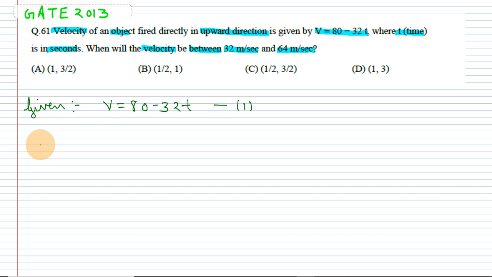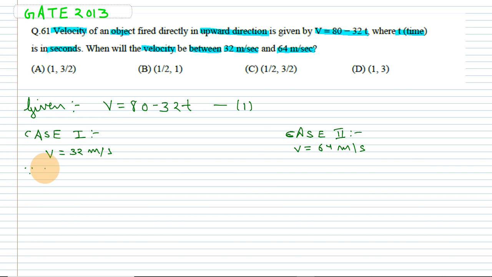So what we will do, we will take two cases. In case 1 we will put v equals 32 meter per second, and in the second case we will put v equals 64 meter per second. So let's put these values in equation 1.